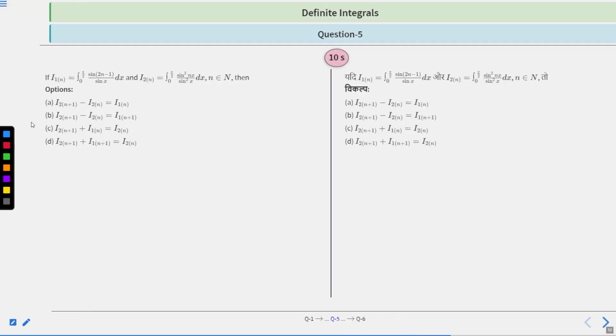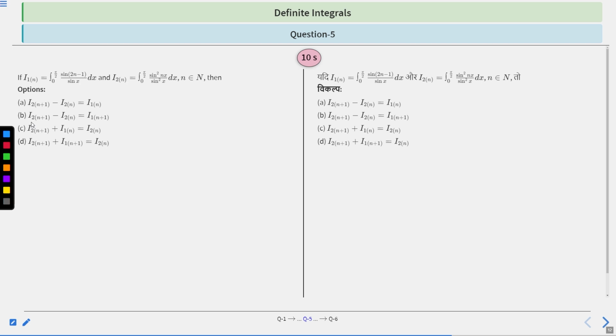Let's move to the next question, question number 5, which says that if I1n is equal to integral from 0 to pi by 2 of sine (2n minus 1)x upon sine x dx, and I2n is equal to integral from 0 to pi by 2 of sine square nx upon sine square x dx, and n belongs to N, then which option is right?